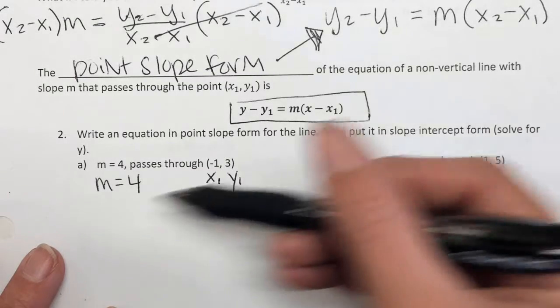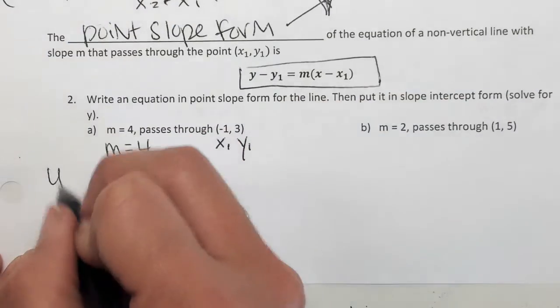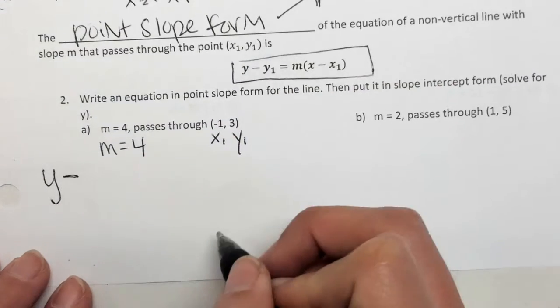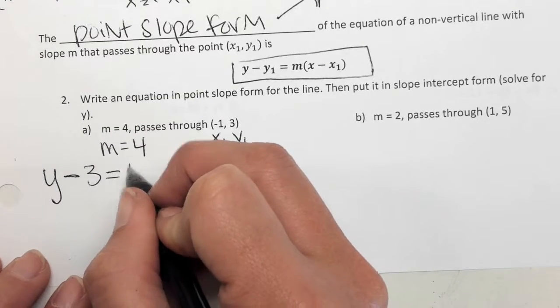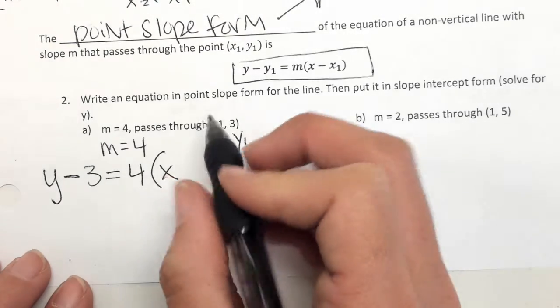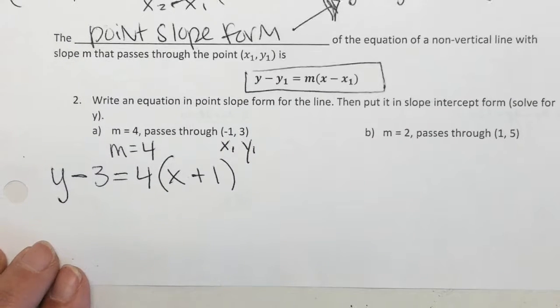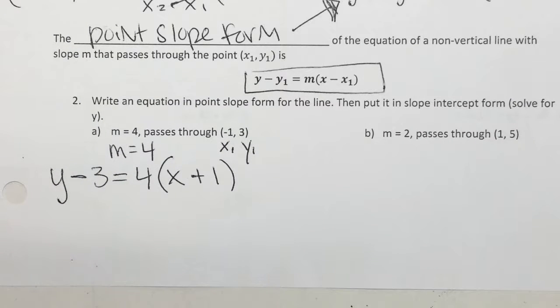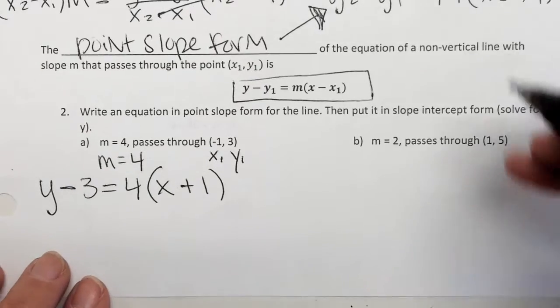So all we're going to do is plug in what we have. We don't have y, we just have y1. So we're just going to leave it y minus, what's our y1? 3 equals 4 parentheses x minus -1. That would make it x what? +1. Good. That's how you write an equation in point slope form. That's all you have to do. Now we're going to take this and put it in slope intercept form. What is slope intercept form?